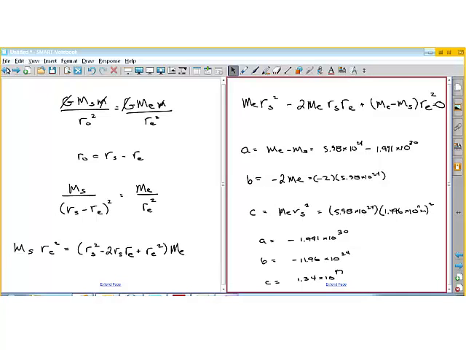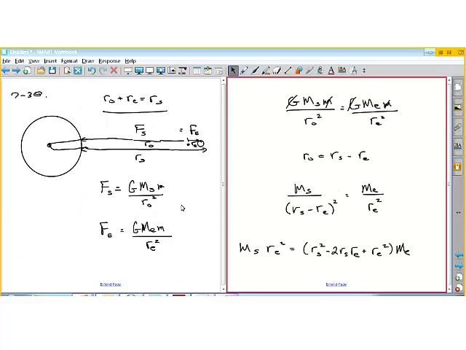I think they must have done it easier than I did. I got the right answer, but that's interesting. So I set the forces equal to each other, then I used this substitution. I knew the distance to the Sun, and then I could relate these two distances. I plugged those in for R0. Then I had a quadratic equation, and I just had to solve for it, which was keeping everything straight, which I did.